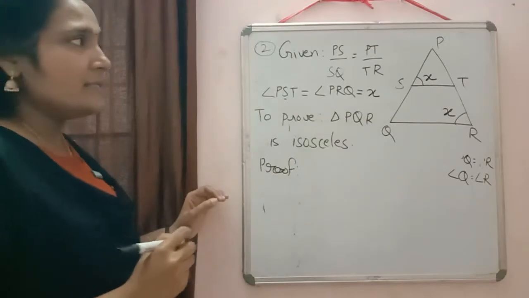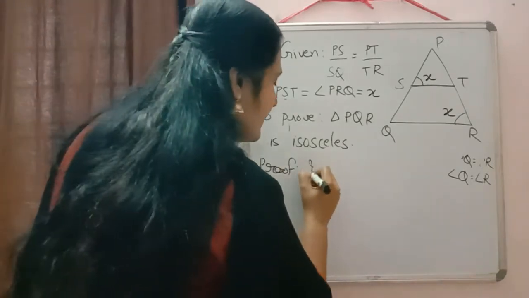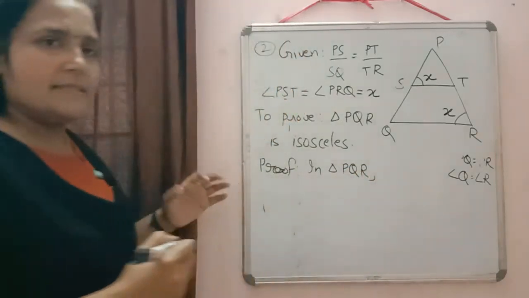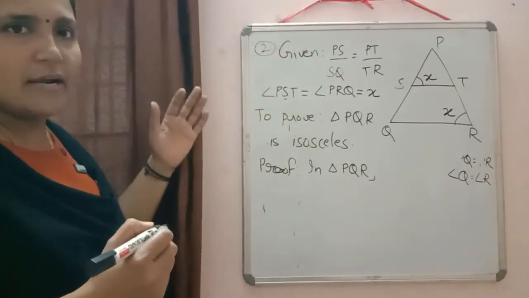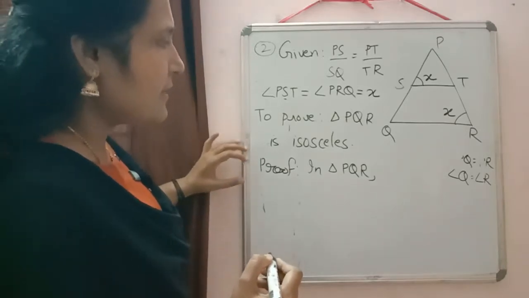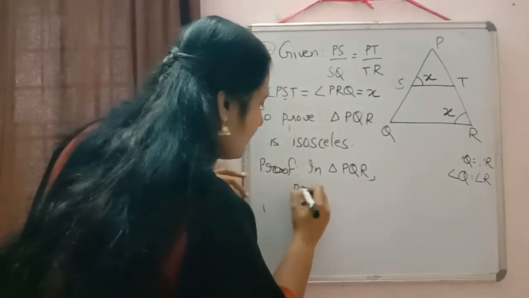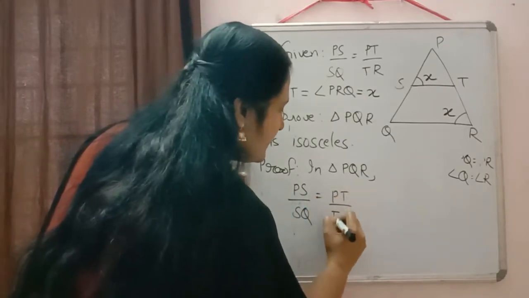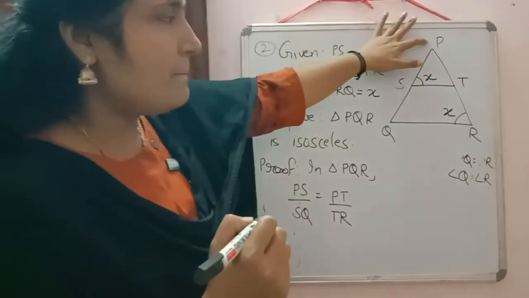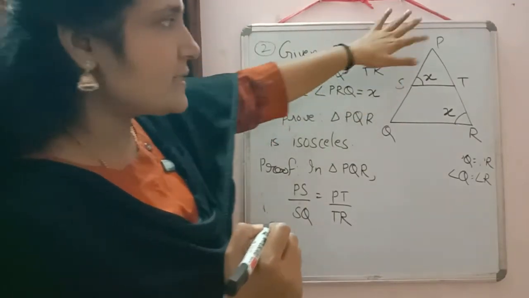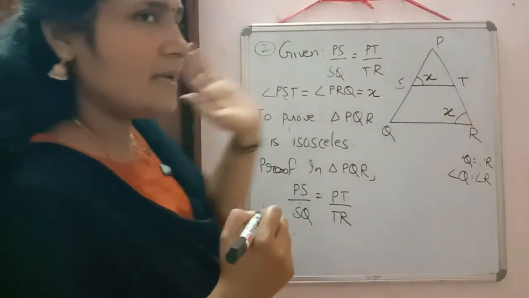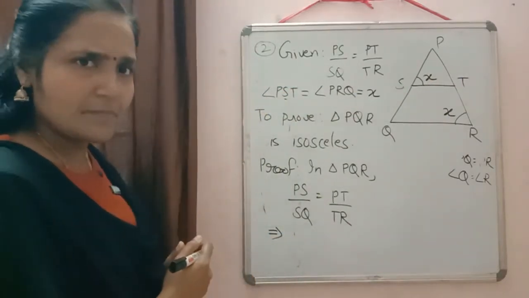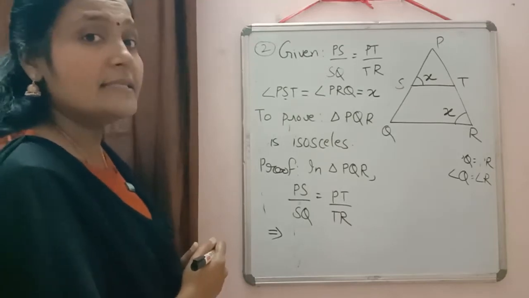Now just to check, write down we have a triangle. In triangle PQR, let's check any condition given in the question that we can use. What is given in triangle PQR? We have PS by SQ is equal to PT by TR. So by seeing this condition, can we say something? What can we say?